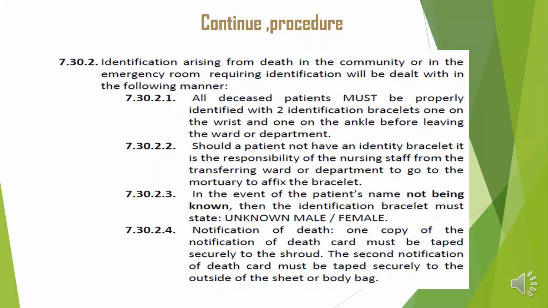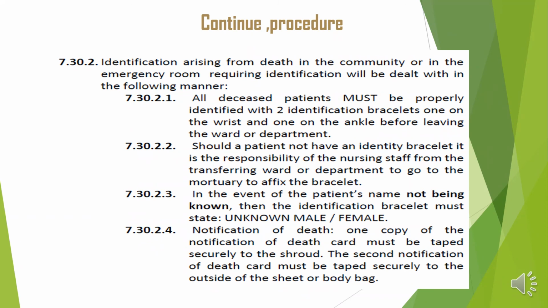Identification arising from death in the community or in the emergency room requiring identification will be dealt with in the proper way. All deceased patients must be properly identified with two identification bracelets, one on the wrist and one on the ankle. This is for all dead bodies. Should a patient not have an identity bracelet, it's the responsibility of the nursing staff from the transferring ward to put it. If the patient's name is not known, we will mark him unknown male or female as we said before.